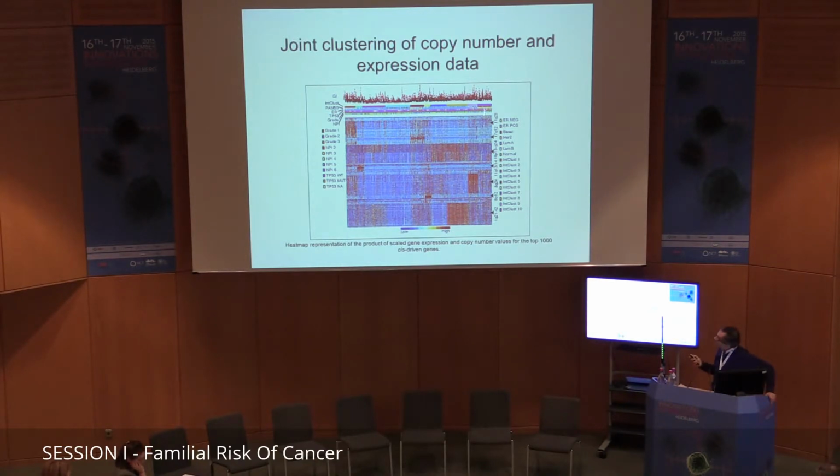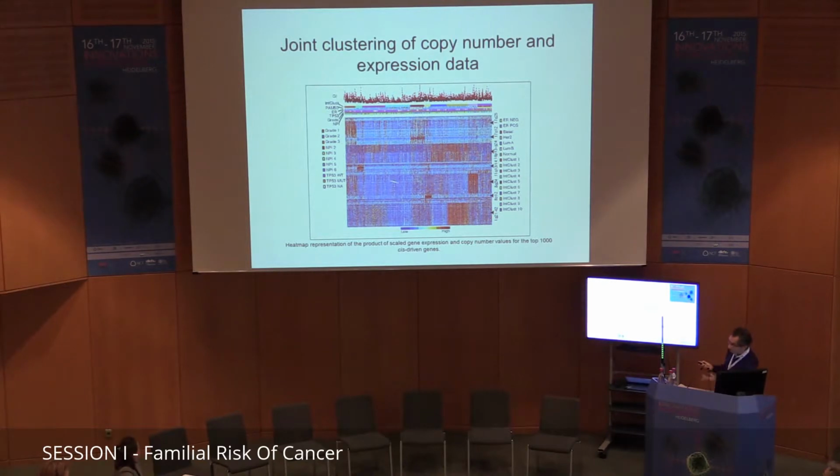And if you see, this is not a classical heat map of either gene expression or copy number aberration. This is a heat map representation at each of the 1,000 loci in 1,000 tumors of the scaled product of gene expression and copy number values, which is a way of summarizing this information that the expression is driven in cis by copy number aberrations.